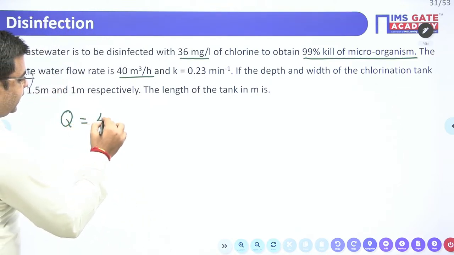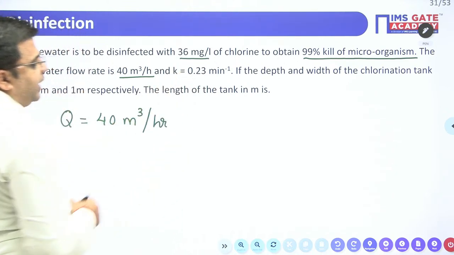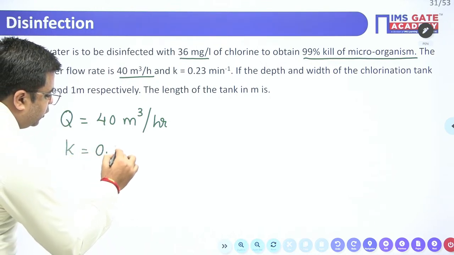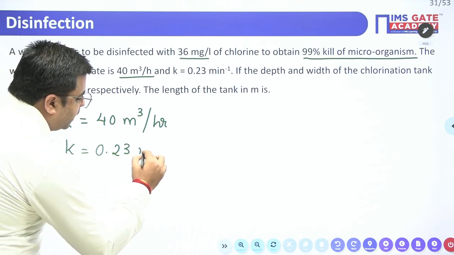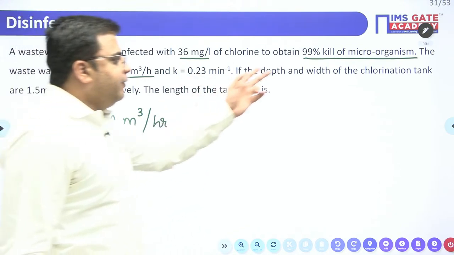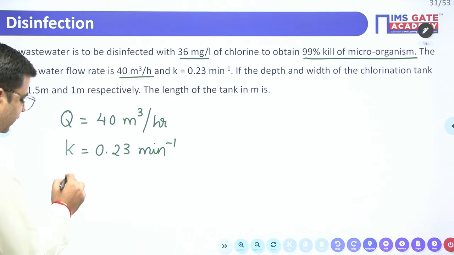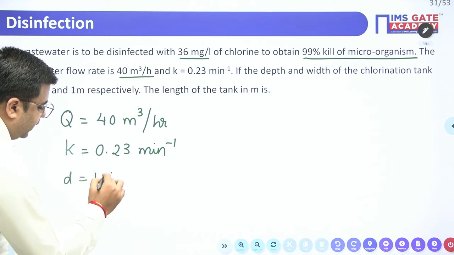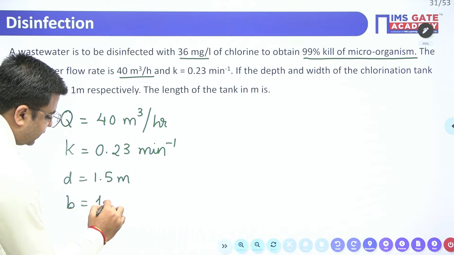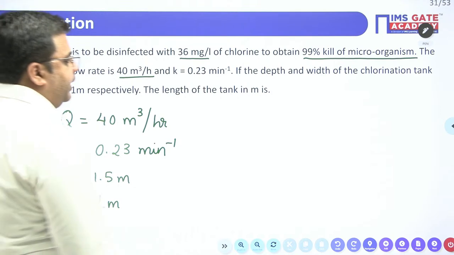The discharge of wastewater is 40 meter cube per hour, right? The value of K is given as 0.23 per minute. If the depth and width of the chlorination tank are 1.5 and 1 meter respectively. So the depth is 1.5 meter and the width is 1 meter, respectively. Then the length of the tank in meter is.